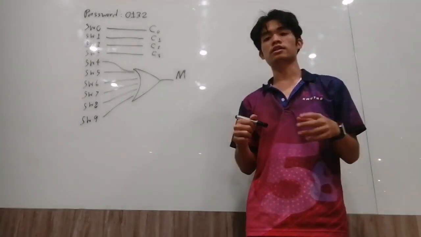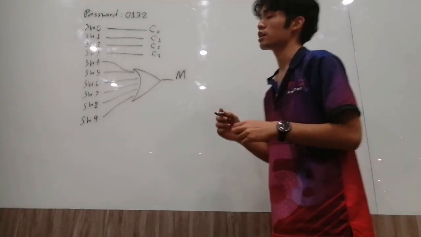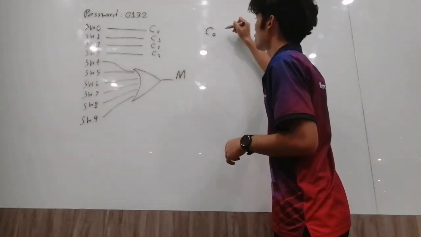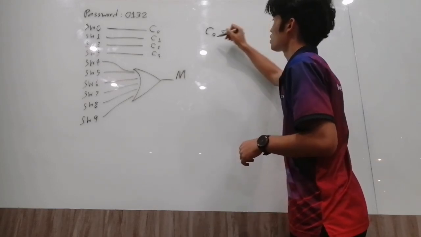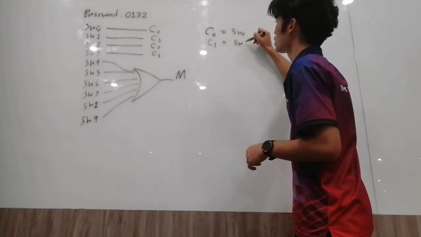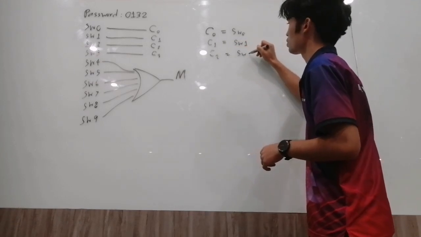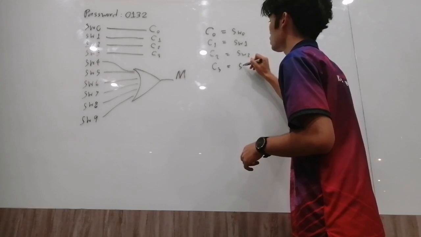After we get the schematic, next is the equation of it. C0 is switch 0, C1 is switch 1, C2 is switch 2, and C3 is switch 3.